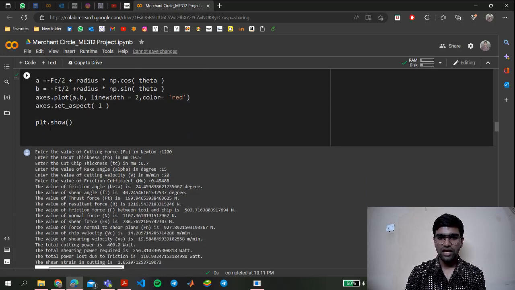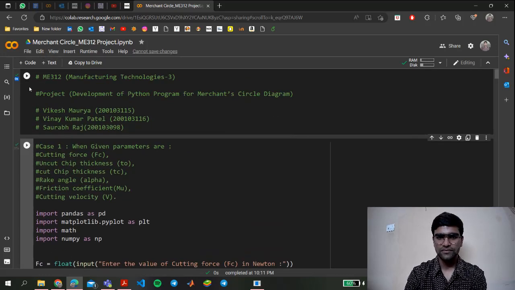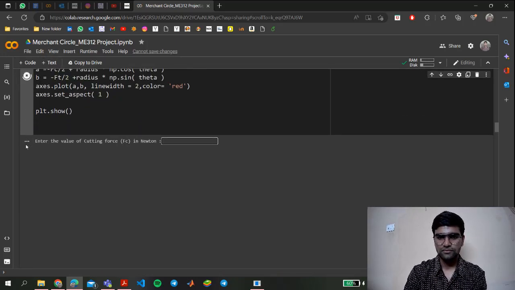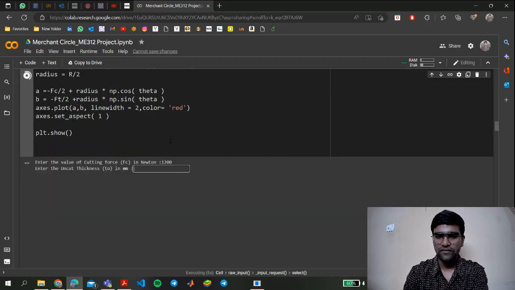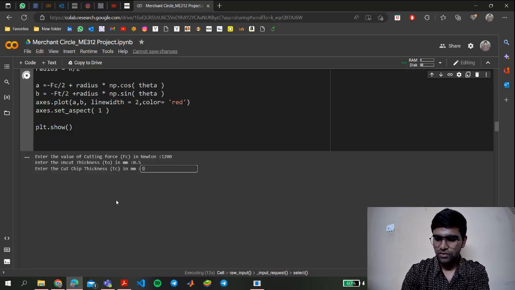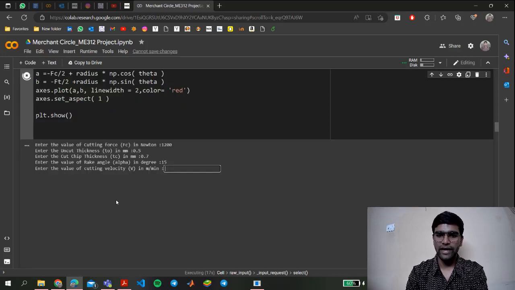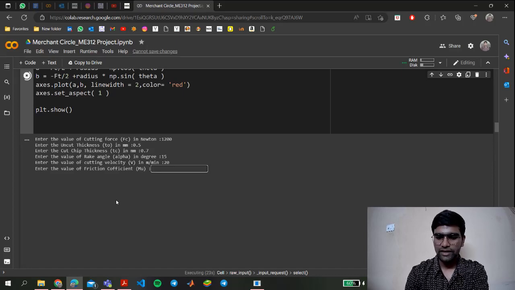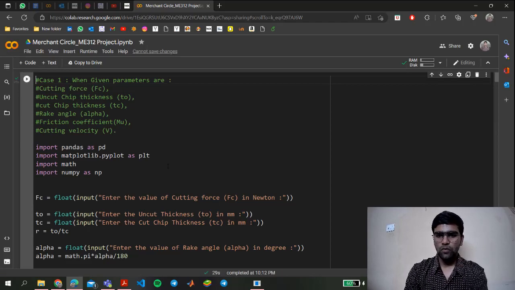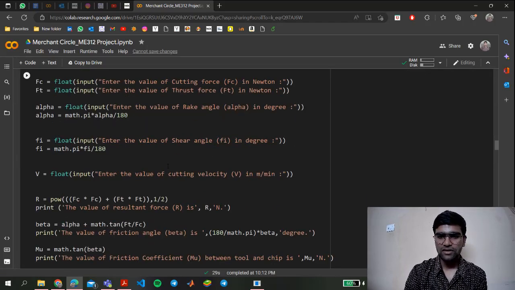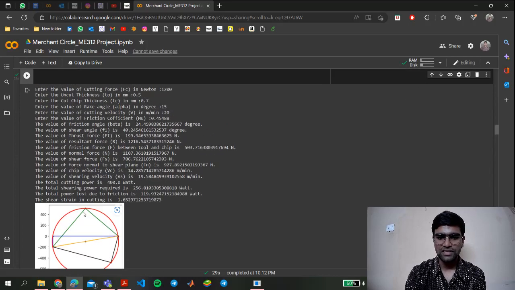Let's run this and see what happens. Now, it is taking input. Let's give 1200 Newton as our cutting force, uncut chip thickness 0.5 millimeter, 0.7 millimeter as cut chip thickness, and say 15 degrees our rake angle. Let's say 20 meter per minute is our cutting velocity, and let's say the coefficient of friction as 0.4548.